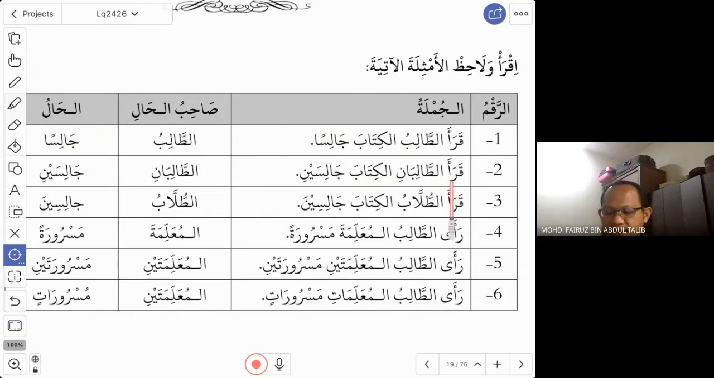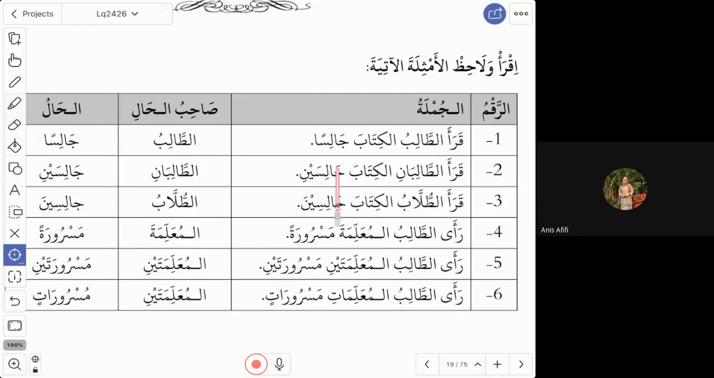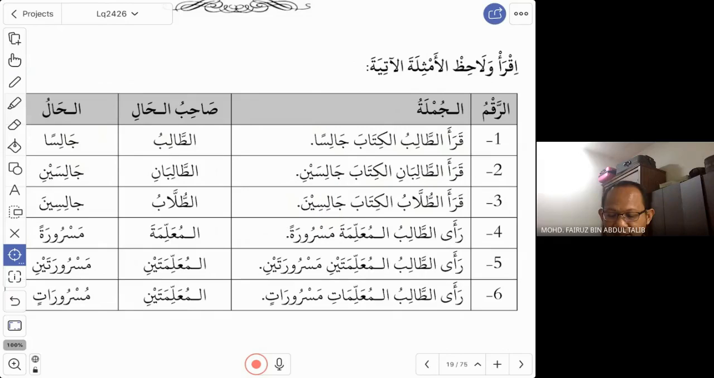Number two is similar, the same sentence, the same meaning. Qara'a at-talibani al-kitaba jalisain. But the difference is that this is now for two talib. So we say qara'a at-talibani al-kitaba jalisain. So where is the hal? Which one is the hal in the jumla? Of course, the hal is jalisain.